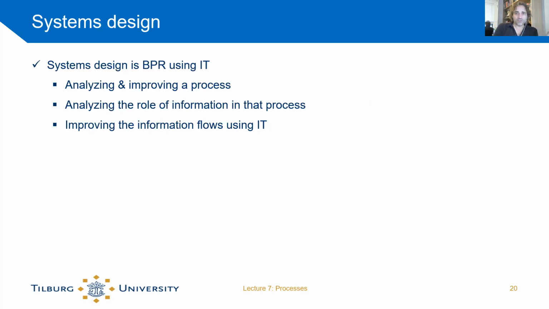If we use business process reengineering or other methodologies in the context of information technology, then we call it systems design. For example, we're thinking about how we can use a social media system or a customer relationship management system in our organization in order to optimize the way we deal with our customers. So when we think of business processes in relationship to information technology, we often call it systems design.